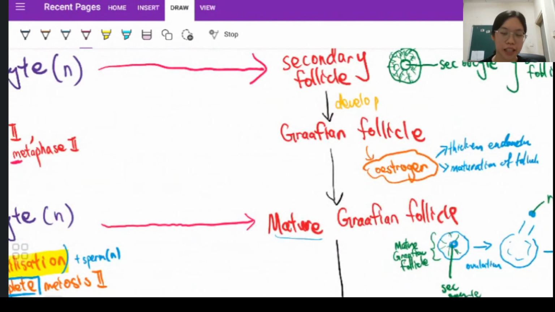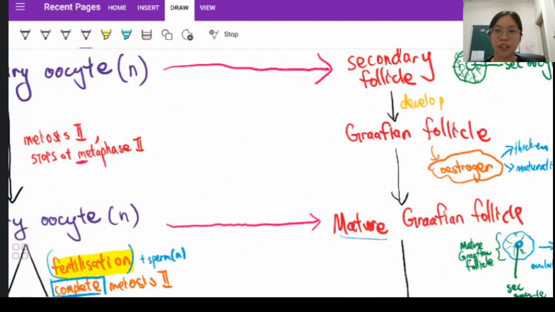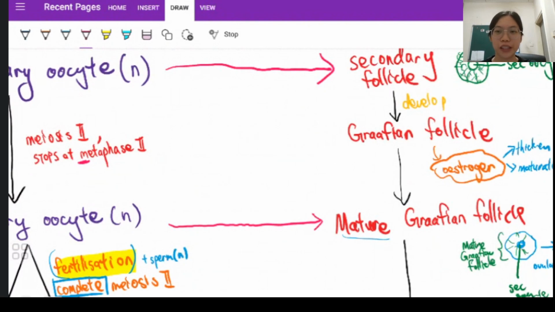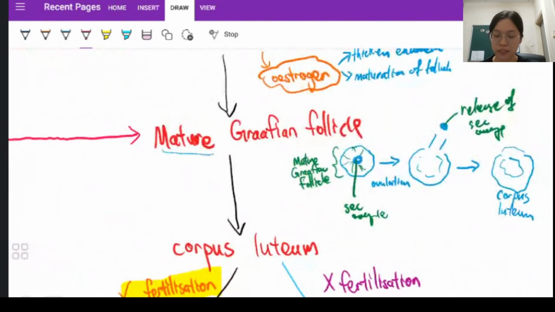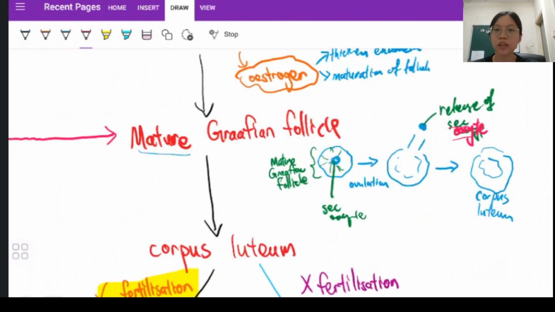The reason it stops at metaphase 2 is that it is waiting for the Graafian follicle to mature before releasing the secondary oocyte. So now this mature Graafian follicle says bye-bye to the secondary oocyte inside. A hormone, luteinizing hormone, will stimulate ovulation to occur. What is ovulation? It is the release of the secondary oocyte. When it releases the secondary oocyte, the Graafian follicle no longer has it, and it will become a corpus luteum.